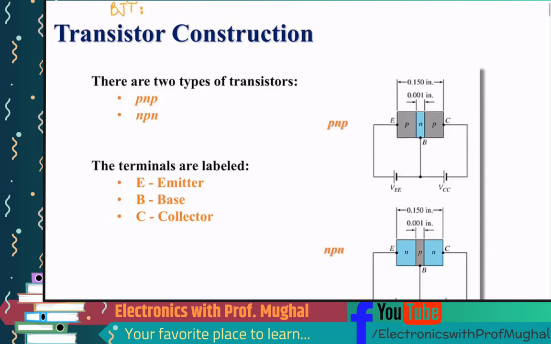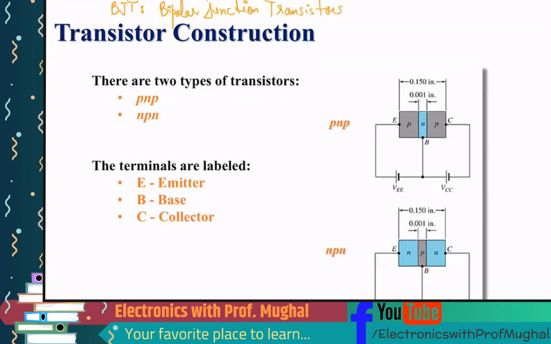So BJT stands for bipolar junction transistor, okay? The reason it's called bipolar is because if you recall, the diode had one junction, right? You had a p-type material, you had an n-type material, and this is what we refer to as a junction, correct?